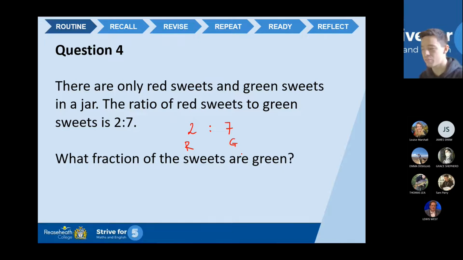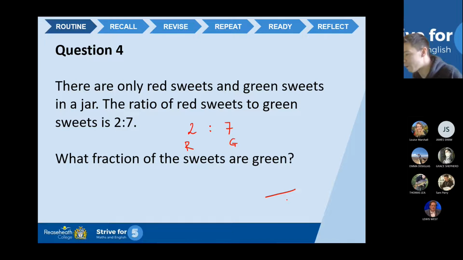What fraction of the sweets are green? So I want my answer as a fraction. So there's my fraction line, boom, straight in there. What is the total? Right, so ignore how many sweets could be in the jar. Let's just focus on the number of parts of the ratio. What is the total number of parts in the ratio? Looking at that, 2 to 7, what is the total number of parts? 9, excellent. 2 add 7 gives me 9, so there's 9 parts in total.